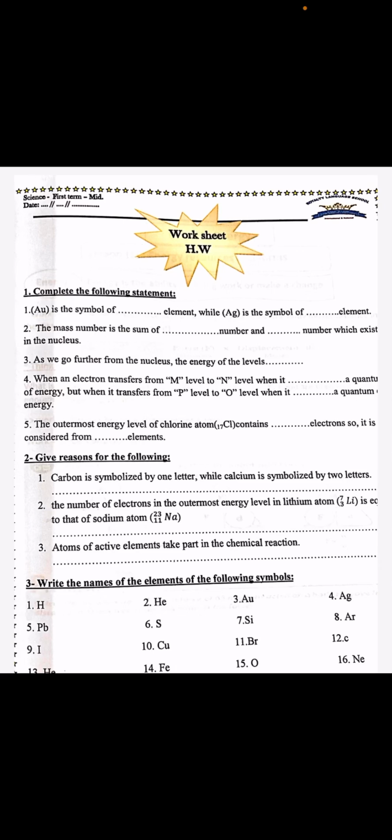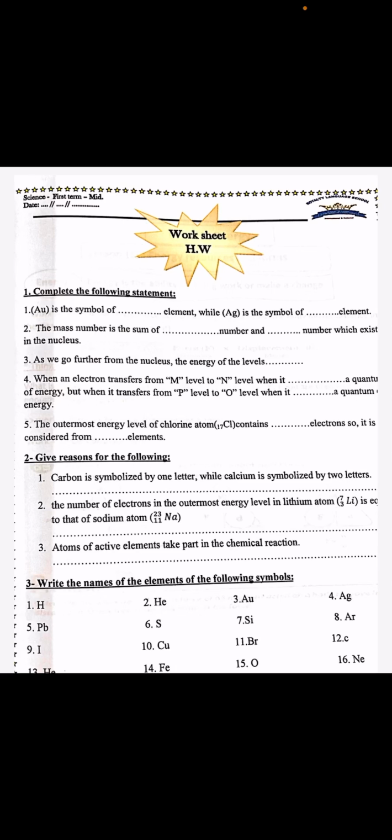Number 5, the outermost energy level of chlorine atom contains 7 electrons. The outermost is the last one. In chlorine, 2, 8, 7. So the outermost contains 7 electrons, so it's considered an active element.